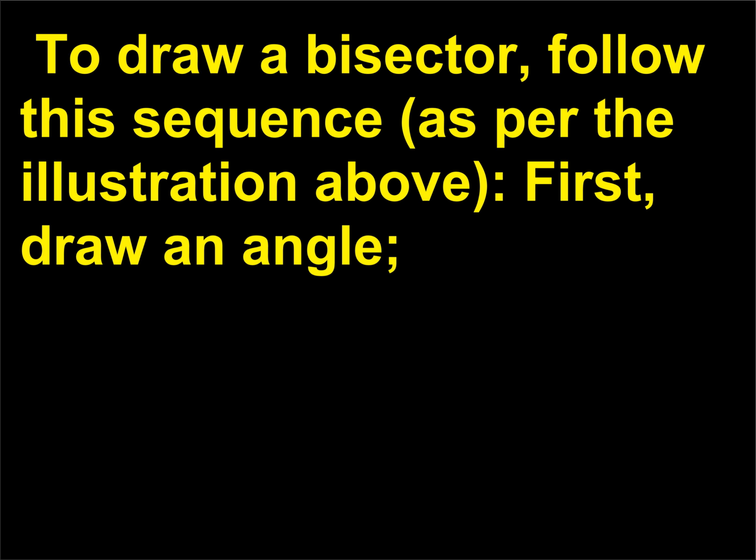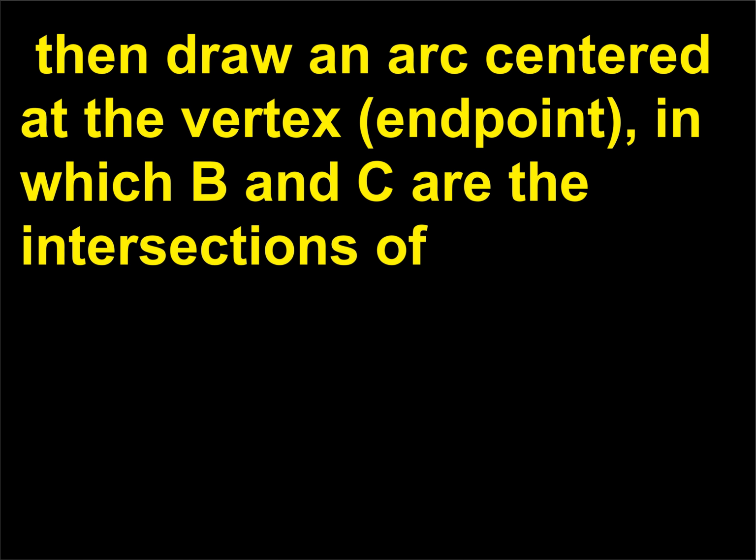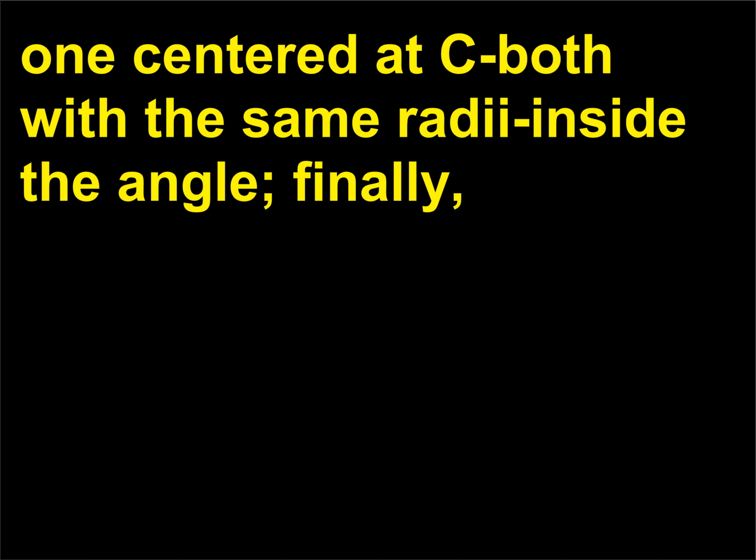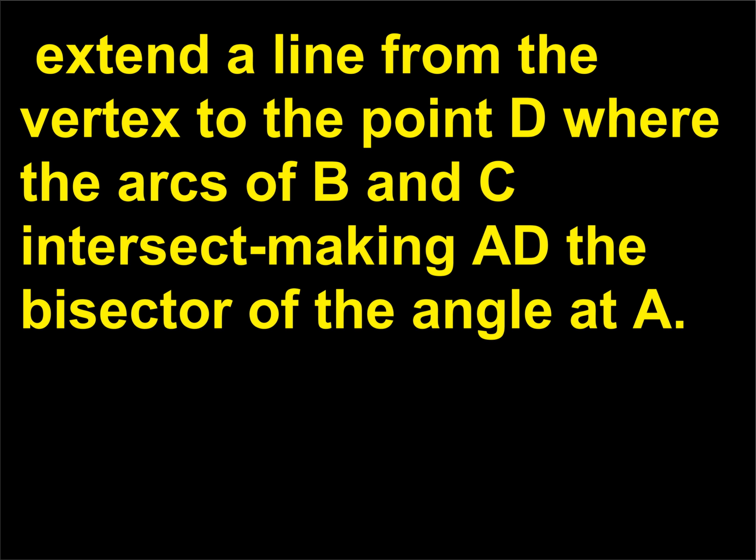First, draw an angle. Then draw an arc centered at the vertex A, in which B and C are the intersections of the arc and angle lines at equal distances from the vertex. Next, draw an arc centered at B and one centered at C, both with the same radii inside the angle. Finally, extend a line from the vertex to the point D where the arcs of B and C intersect, making AD the bisector of the angle at A.